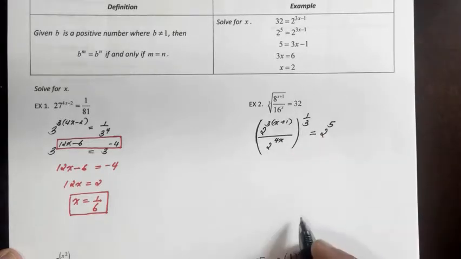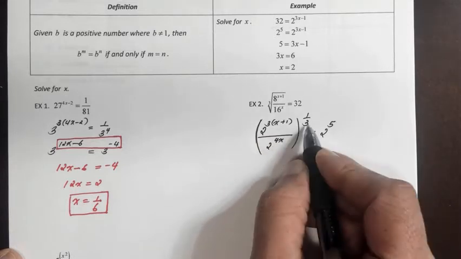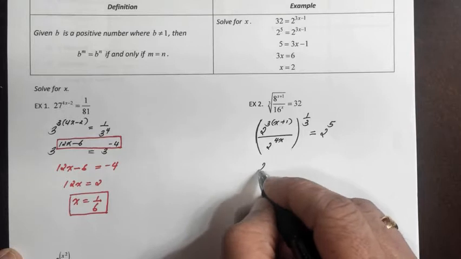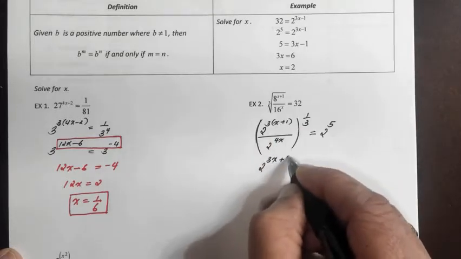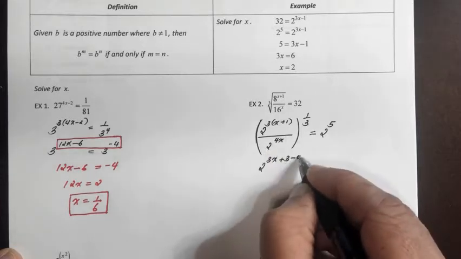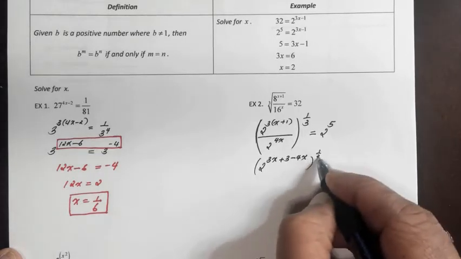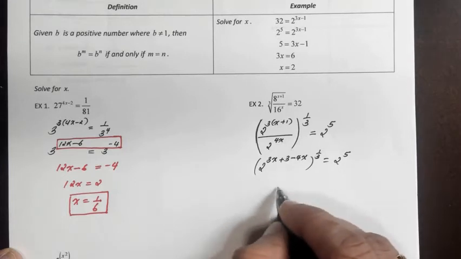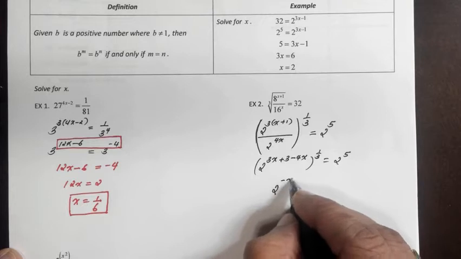Okay, now we can expand and simplify, then apply the exponents, or 2 to the power of 3x plus 3, then this is a division, so it is a subtraction, minus 4x, to the power of 1/3 is equal to 2 to the 5th power. Or you can rewrite this as 2 to the power of 3x minus 4x, which is negative x plus 3.